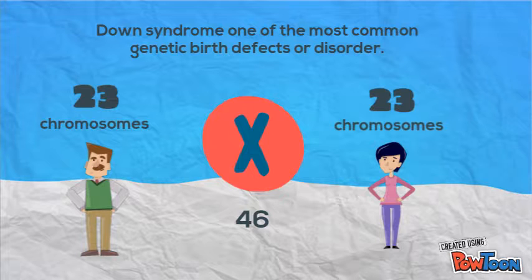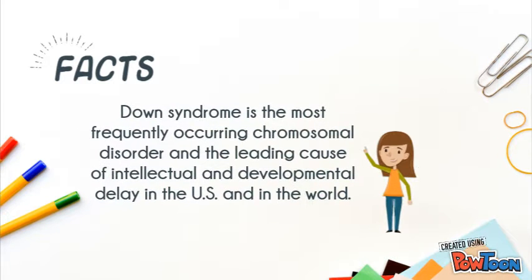Each of the 46 chromosomes is actually part of a pair of chromosomes, since you get one from each parent, so 23 pairs. Down syndrome is the most frequently occurring chromosomal disorder and the leading cause of intellectual and developmental delay in the US and in the world.